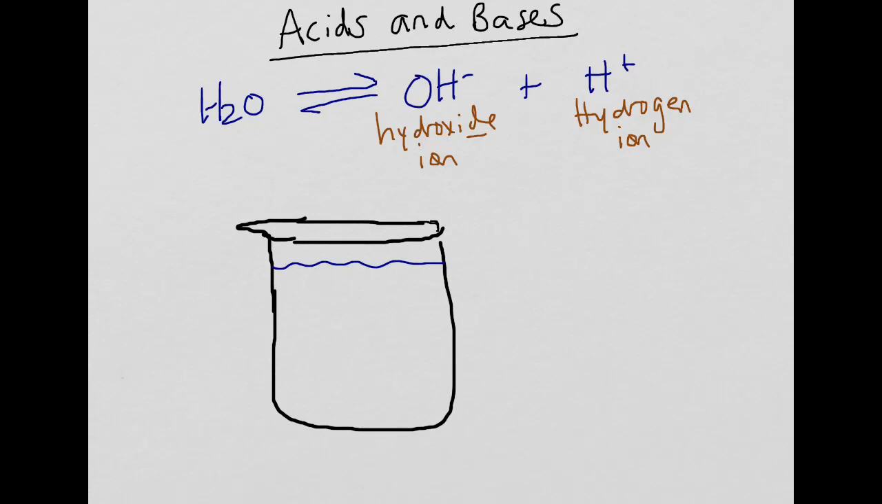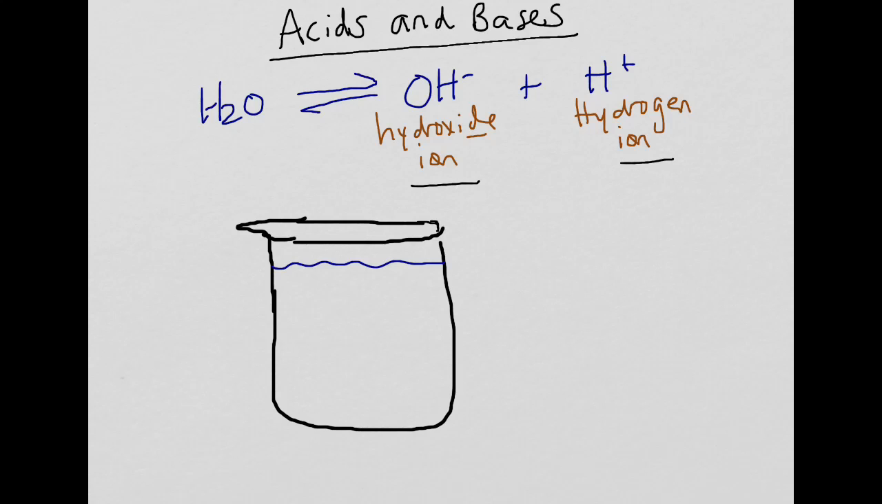I'm going to do a quick video on acids and bases. So, with acids and bases, we're talking about changes in the ratio of hydrogen ions and hydroxide ions.